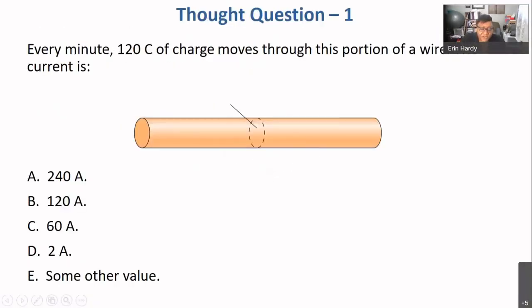So let's imagine we have a section of wire that channels or facilitates the flow of 120 coulombs of charge every minute. We wanted to calculate the current in this wire. All I would need to do is take this quantity of charge and divide it by the delta T. And since all of our current units here are in amps, I would need to convert that delta T from minutes to seconds. So 120 coulombs divided by 60 seconds, that's how we get 2 amps.